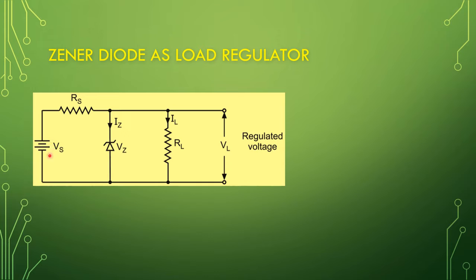When we apply a supply voltage here, a current will flow through the circuit. So the limiting resistance limits the current, and in this node the current will be branching. Through the Zener diode, the current IZ, that means Zener current, will flow, and through the load resistance, load current IL will flow. So this is the circuit arrangement of a load regulator.